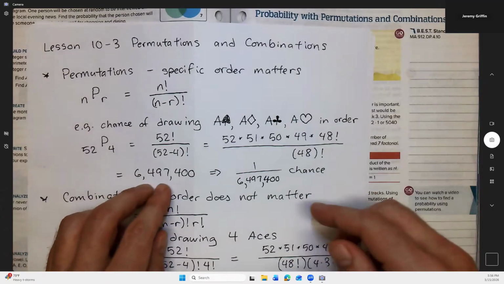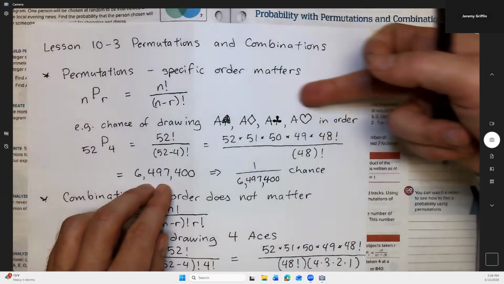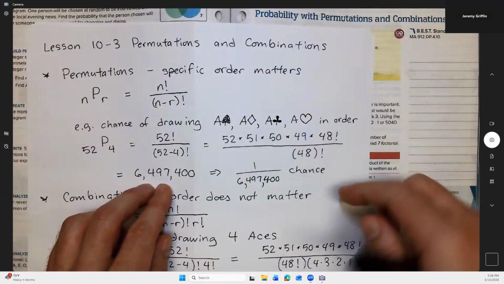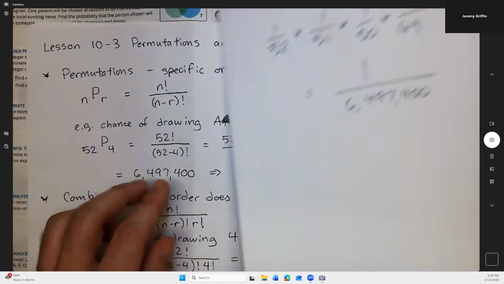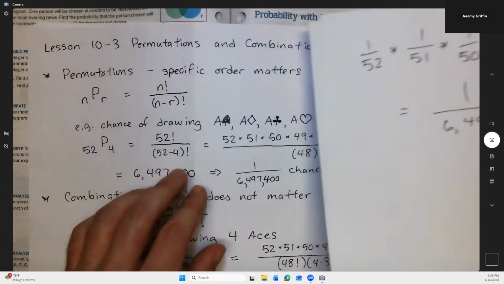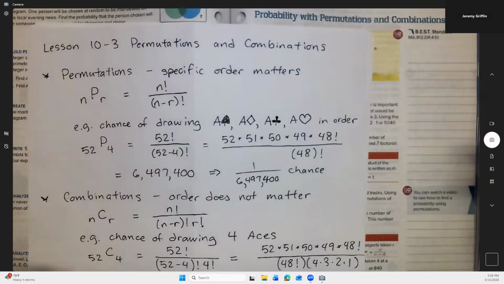Well, the chance of drawing one specific outcome, and I have one specific outcome, would just be 1 out of that number. And that's what we were talking about right here. So I want you guys to see what that connection is. Again, I think about that more deeply too.